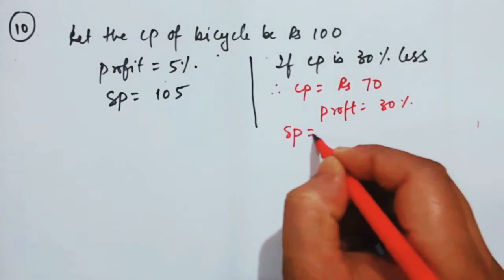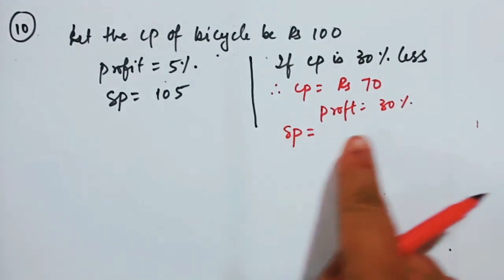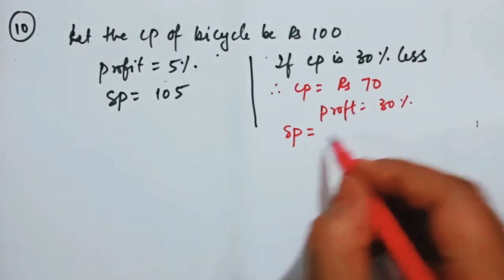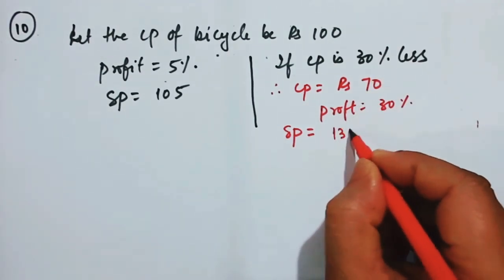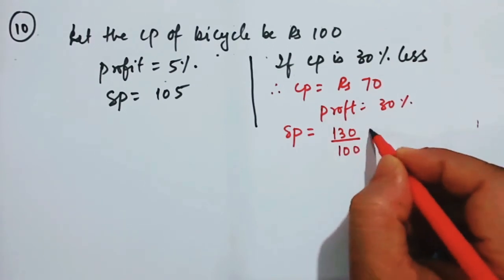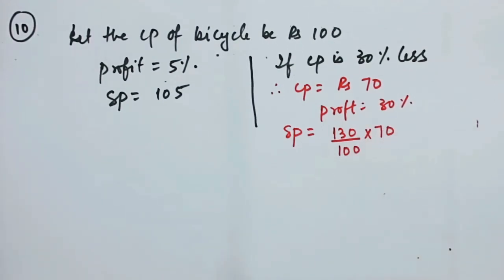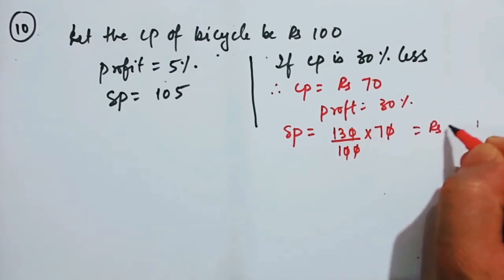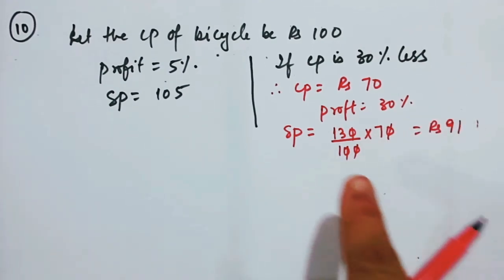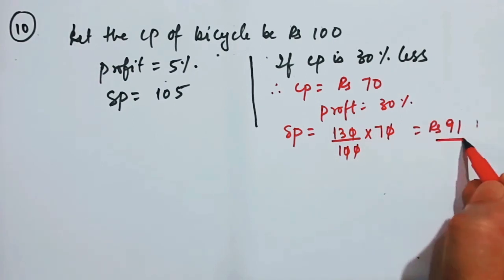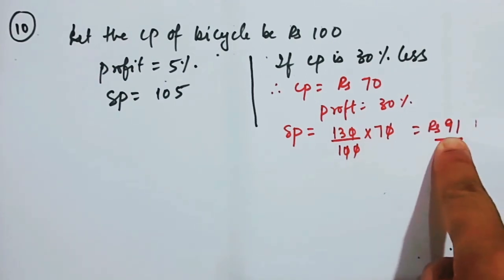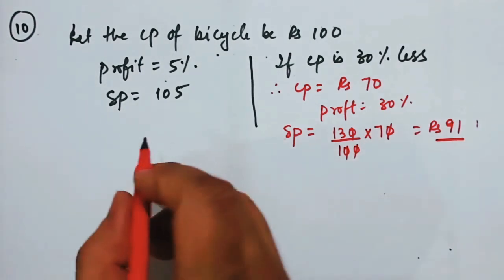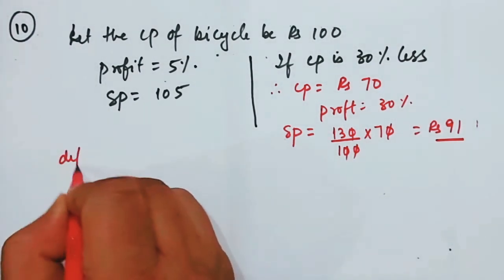Therefore selling price will be equal to how much? Selling price will not be calculated on 100 but will be calculated on rupees 70. So selling price will be equal to 130 by 100 into 70. Try to understand this. Okay. So 13 times 7 is rupees 91. Don't you find that this particular selling price is less than the previous one? Isn't it?